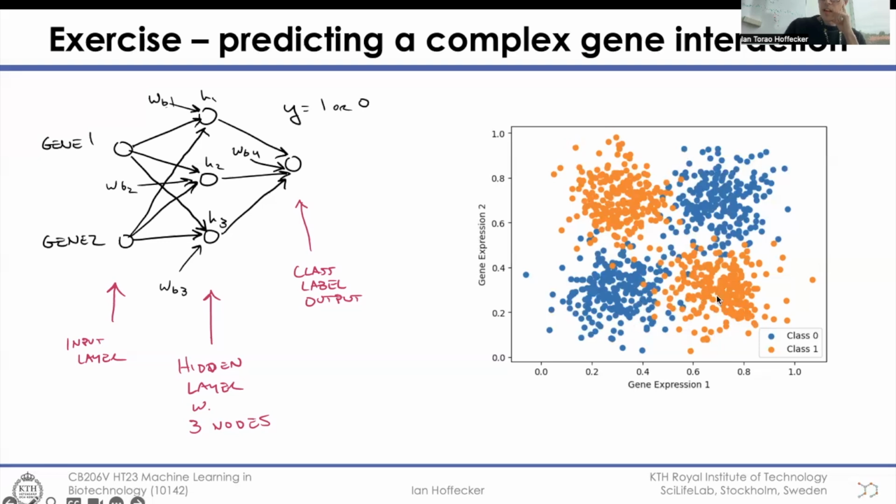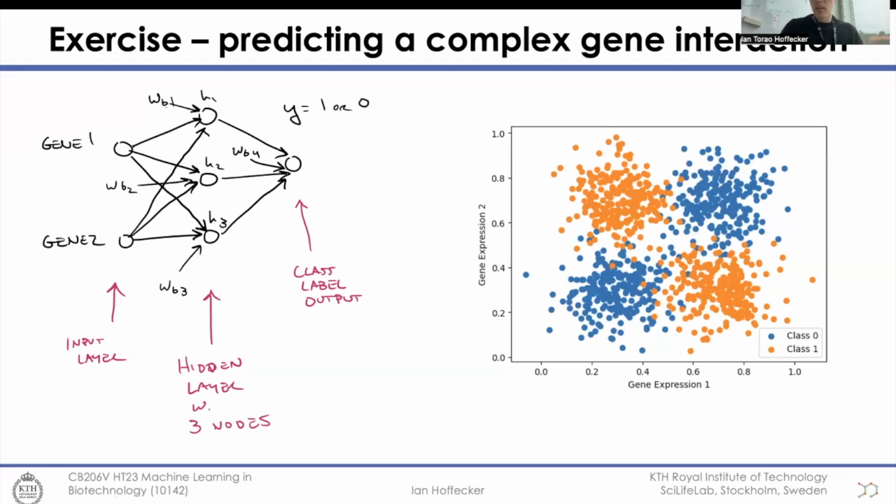If gene 1 is high and gene 2 is low, then you're back to class 1. So this is actually the XOR logic gate represented graphically here. We're interested not in high or low, but relatively speaking, are the expression levels different between these two genes? And then that's going to determine class 0 or class 1. And logistic regression cannot represent this because it's only looking for correlations.